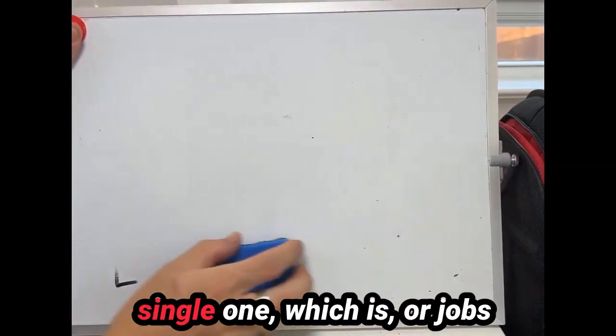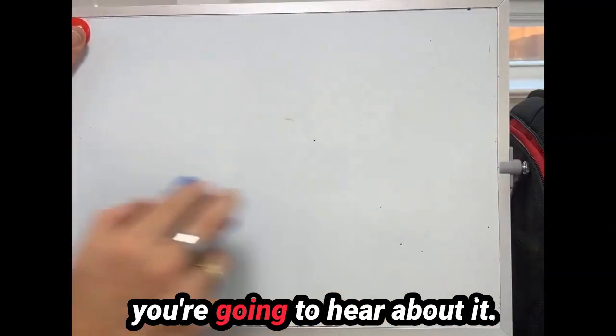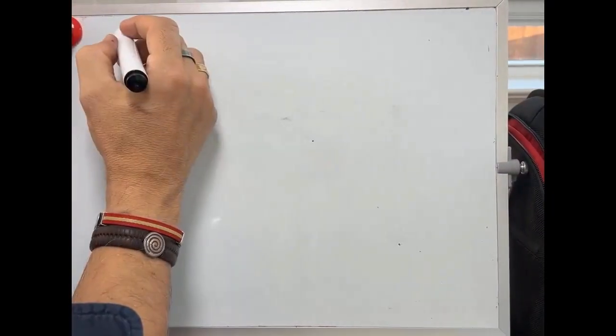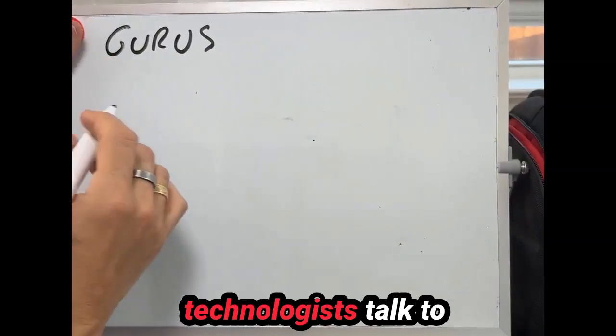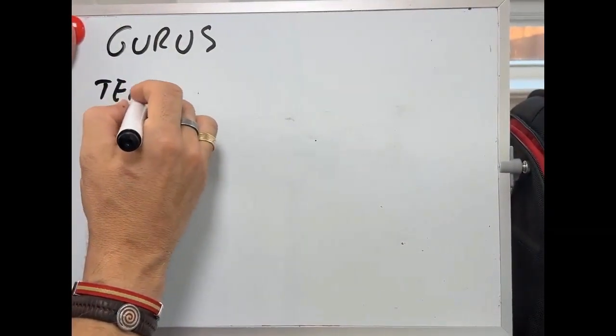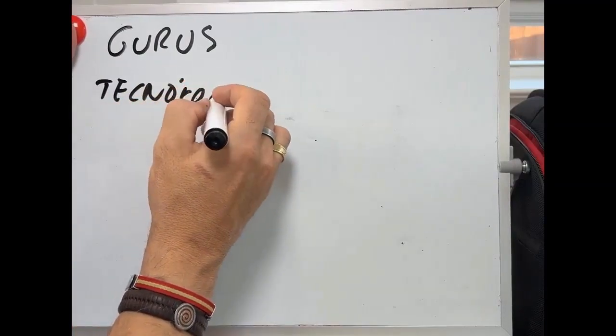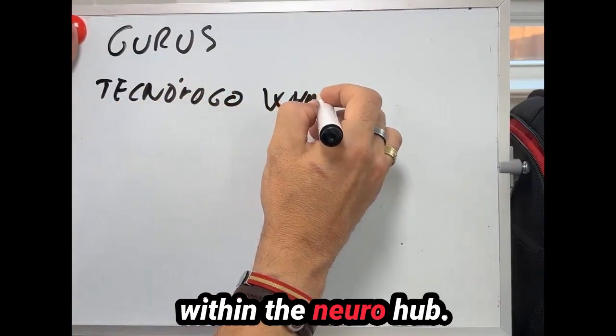All the intermediate tools you're hearing about now on the internet are included in a single one, which is the NeuroHub. You're going to hear about it. You'll come across marketing gurus along the way. You'll hear technologists talk too. WhatsApp is also included within the NeuroHub.